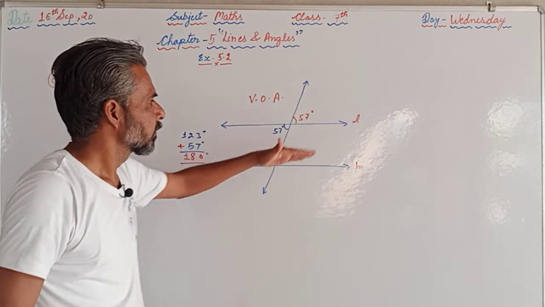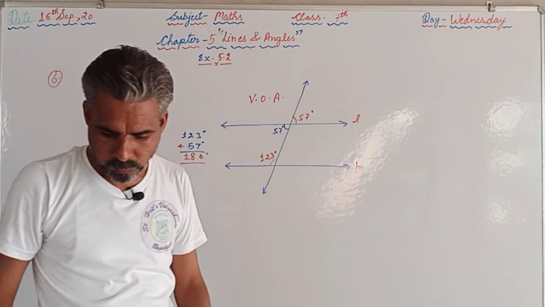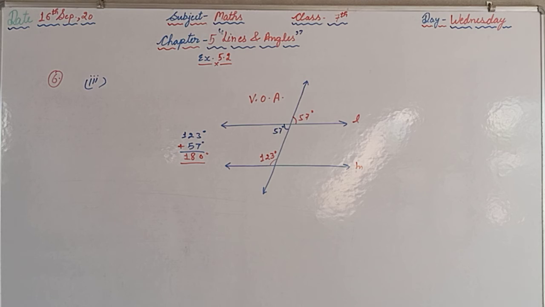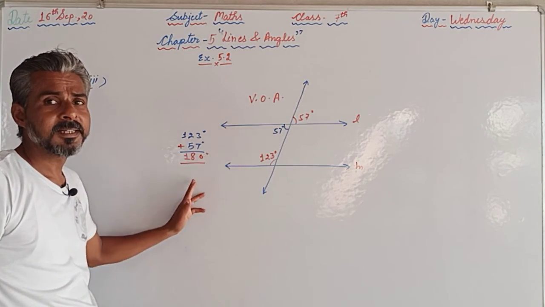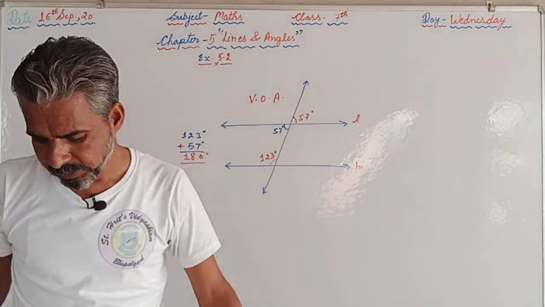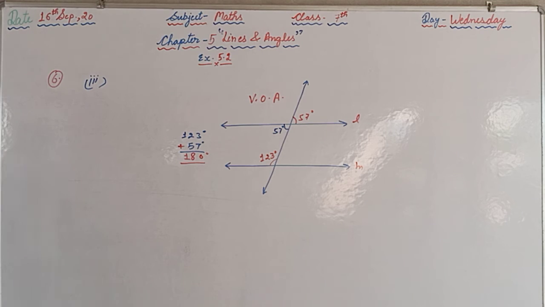So in this case L is parallel to M. In the second case the sum of the interior angles on the same side of the transversal is not 180, hence the lines were not parallel, but in this case the sum is 180, hence the lines are parallel. So this was the third part of this question.